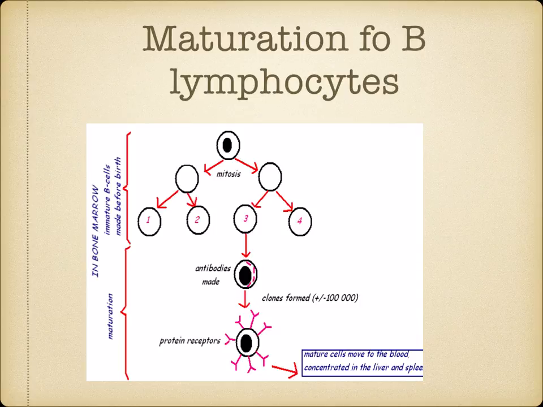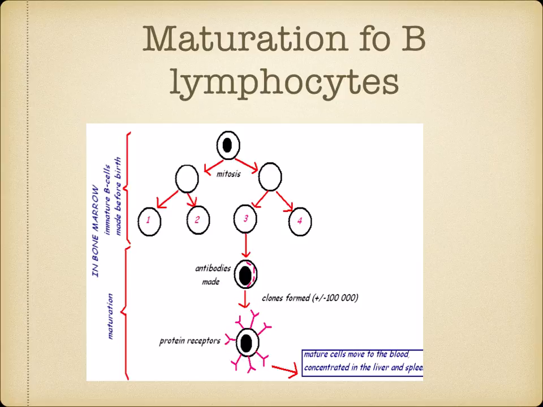So looking at this diagram, you can see that the immature B cells are made before birth. Then the maturation begins after birth, and each cell gains the ability to make one type of antibody. This is under genetic control. These cells now divide by mitosis to form new clones, and each has the ability to make a particular protein.